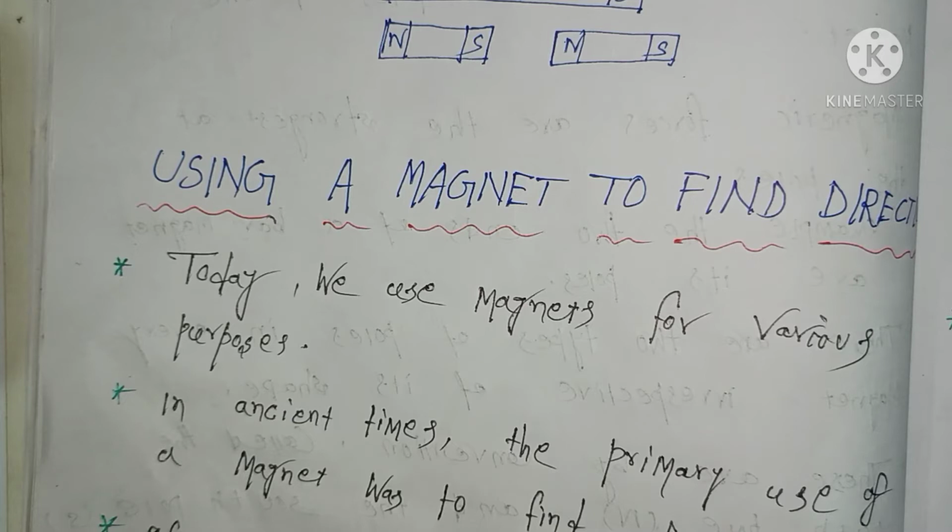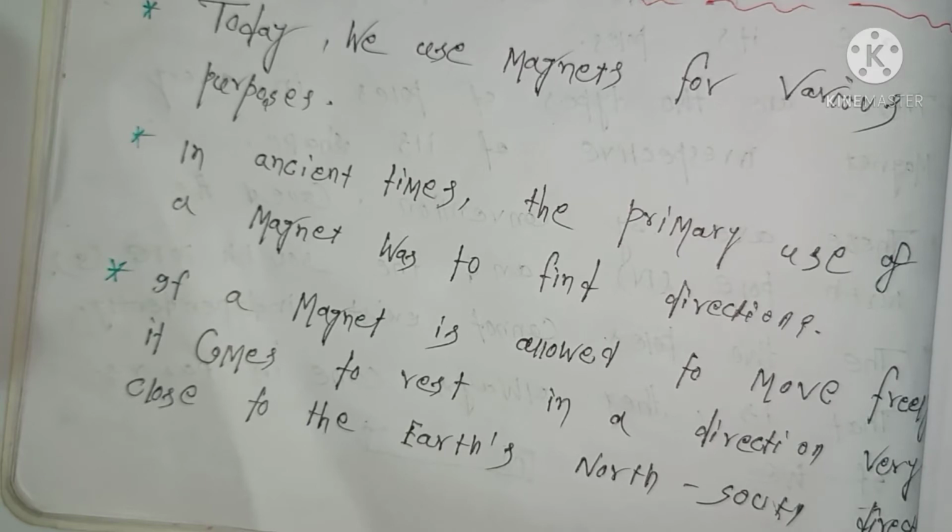An important point is that whenever you allow a magnet to move freely, for example a bar magnet freely suspended, it will always rest in the direction very close to the Earth's north and south direction. This property is used by travelers moving in the sea, for a ship going from one place to another, to easily calculate which direction they are moving. Due to this property they can get the direction easily.